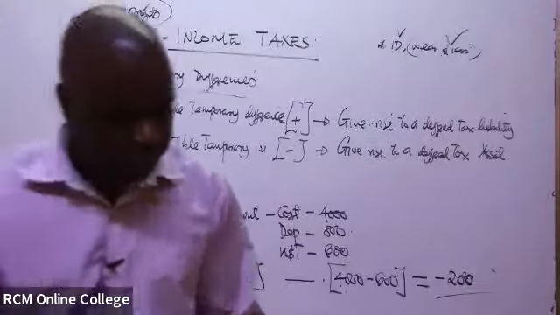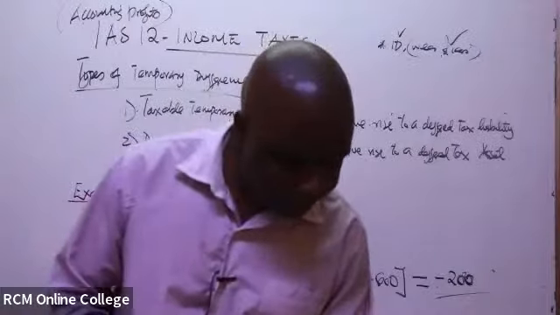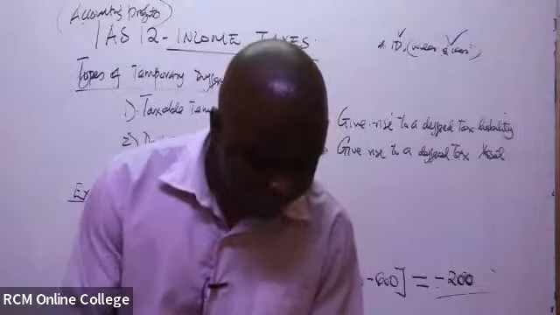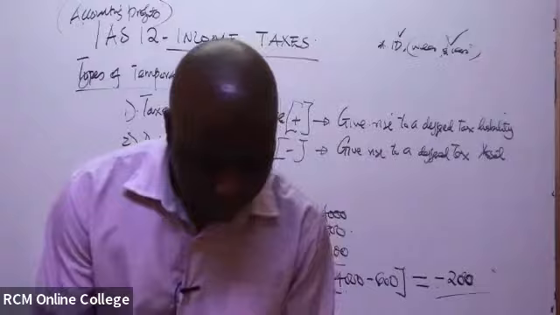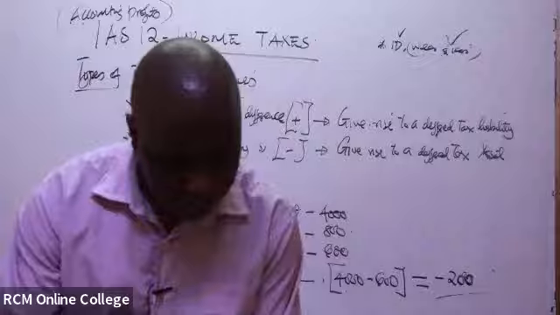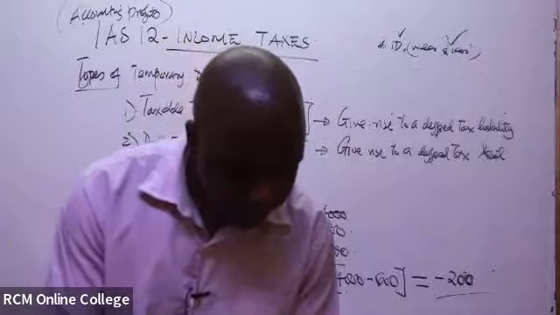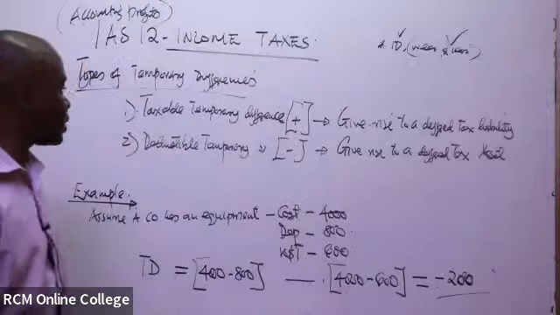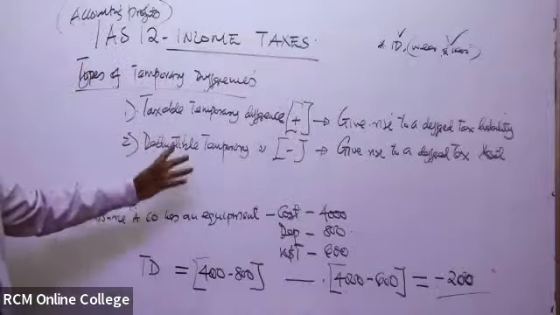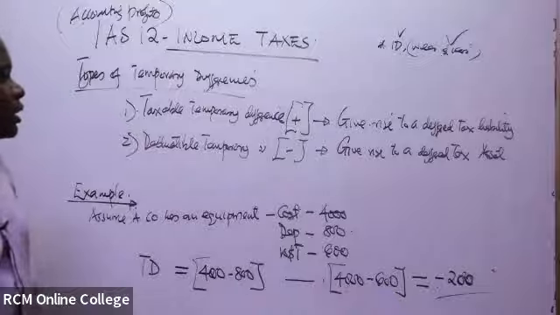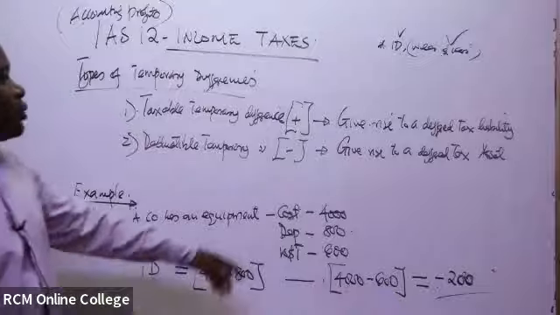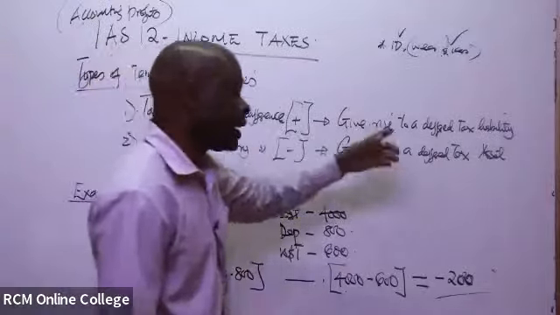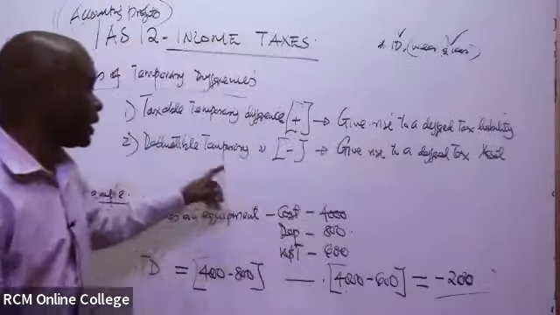So the question reads, it is part B. We'll tackle part B first, but I think part A we've already answered. So the taxable temporary differences: when you get a positive temporary difference, it gives rise to a deferred tax liability, and the other one is this one.